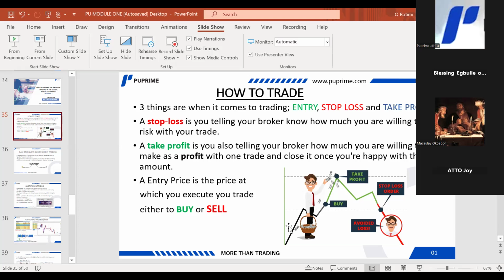Entry price, the price at which you enter into a trade. Stop loss is to protect your capital, while take profit is to close the trade when the market goes in your favor.